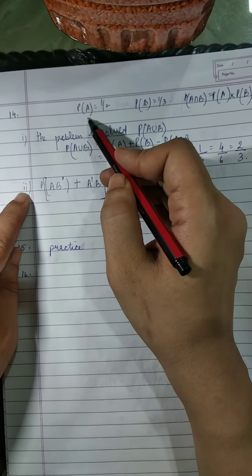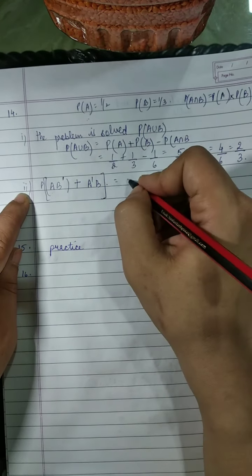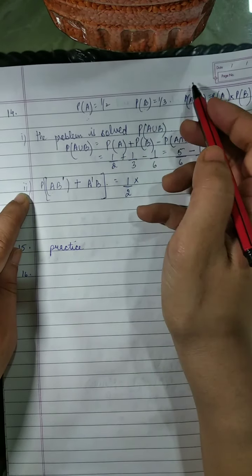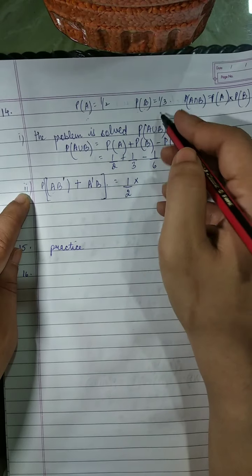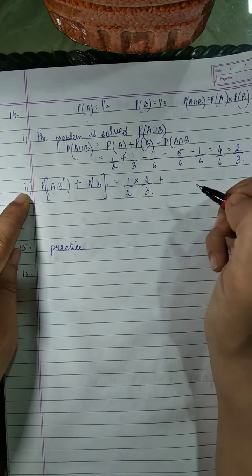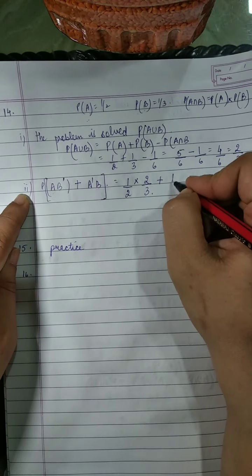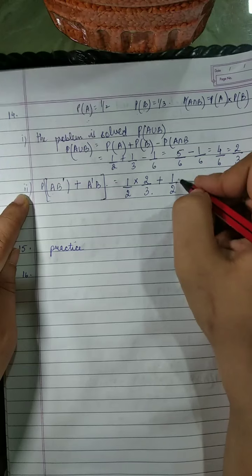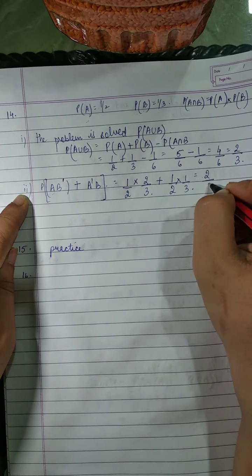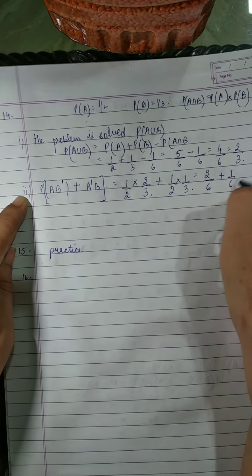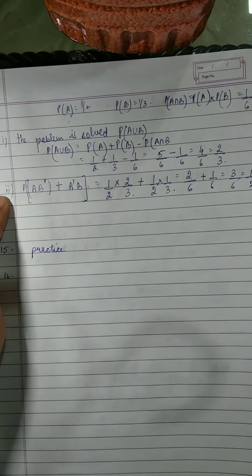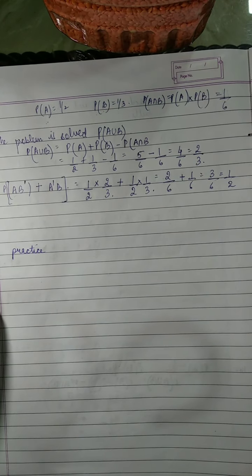So we have P(A), which is 1 by 2, into P(B dash), that is B does not solve the problem, which is 1 minus 1 by 3, which is 2 by 3. Or plus P(A dash), which is again half, since 1 minus half is half, and P(B) is 1 by 3. So this becomes 2 by 6 plus 1 by 6, which is 3 by 6 or 1 by 2. This is how we are going to solve this particular question.